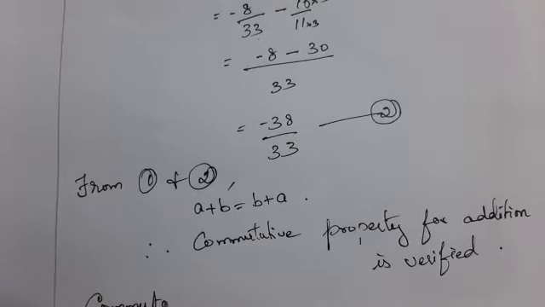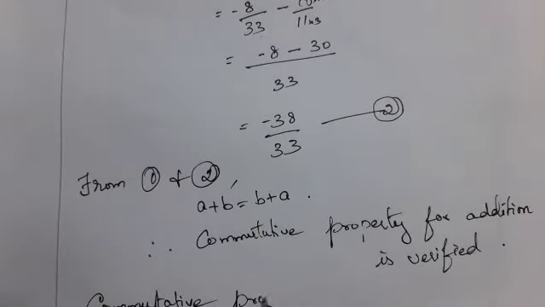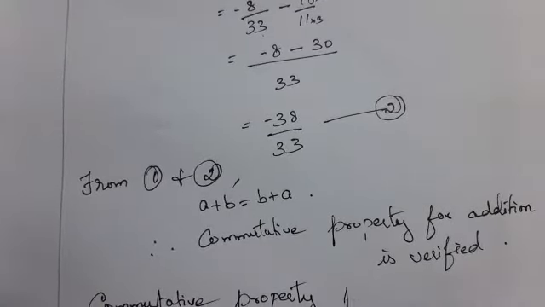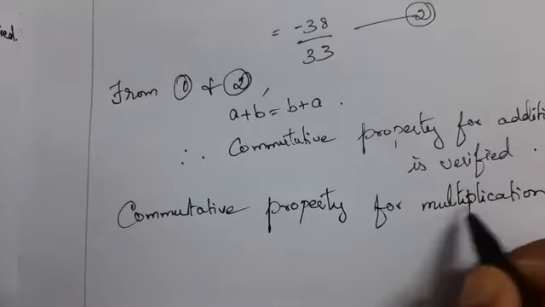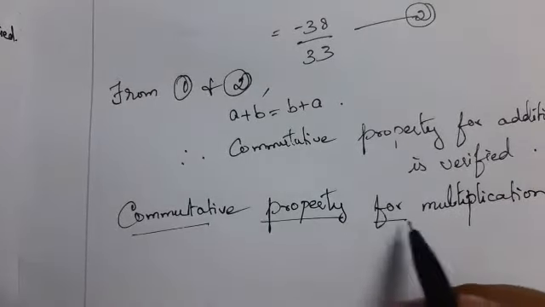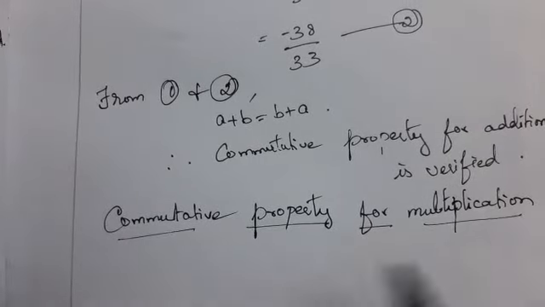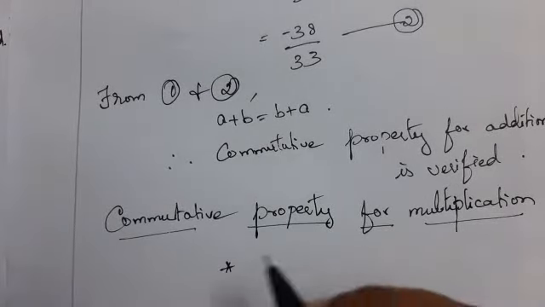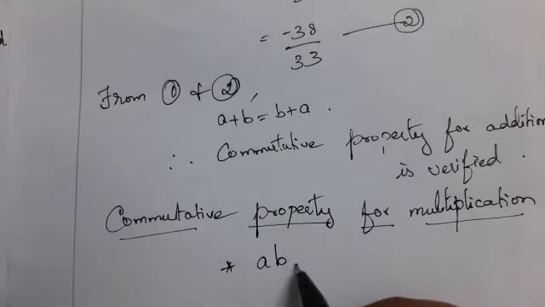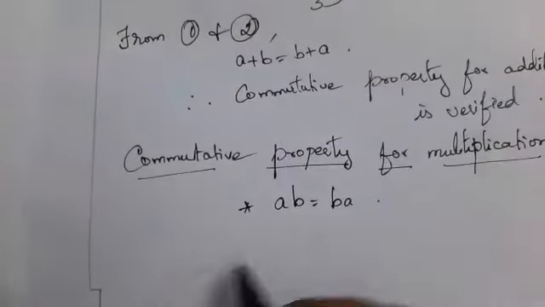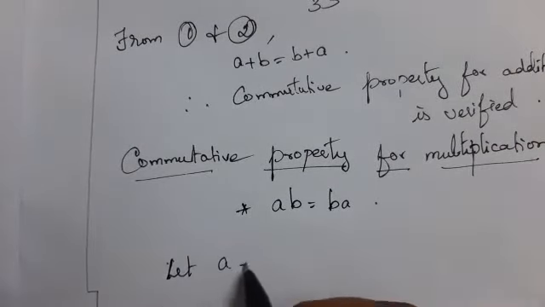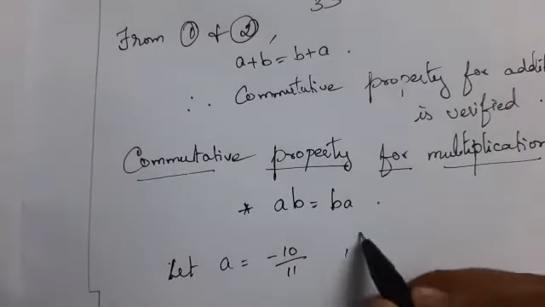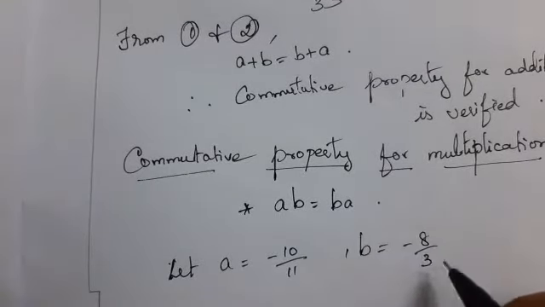Now, commutative property for multiplication. For commutative for multiplication, AB is equal to BA. That is, A into B is equal to B into A. AB equal to BA. Let A is equal to minus 10 by 11, B is equal to minus 8 by 33.